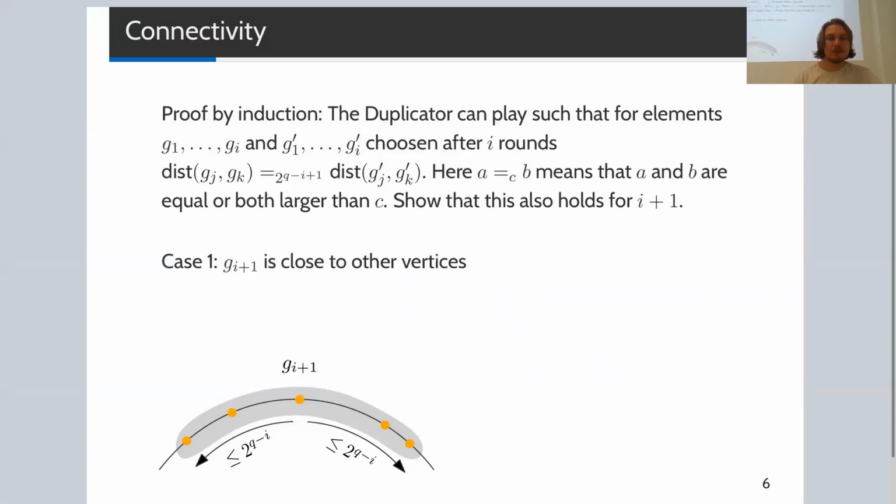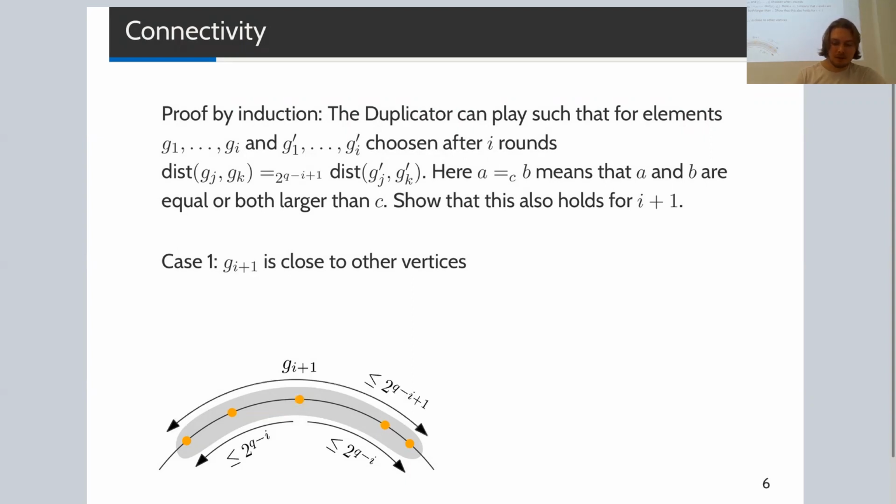And we're going to make a case distinction. So the first case is that g_{i+1} is close to other vertices that have been picked already. So in this picture here, we have this element g_{i+1}, and we have this gray area, which is the radius within which we have to map distances exactly to the other graph. So here we mark the gray area that has distance at most 2 to the q minus i from our vertex g_{i+1}. And let's assume that there's some vertices already in this gray area.